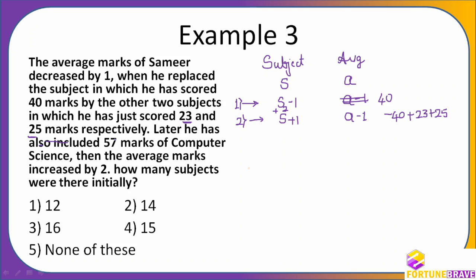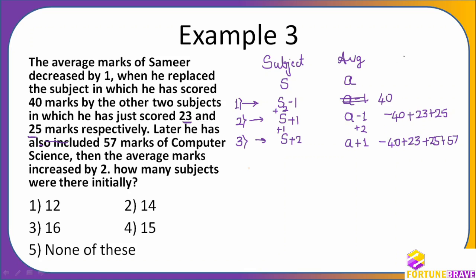Third, again one more subject will be added. How many subjects will be added? S plus 2, because 1 plus 1 will be added. And what will happen to the average? Average will increase by 2, so plus 2. A plus 1 will happen. Correct? This happens because of minus 40 plus 23 plus 25 plus 57. This is what is happening to the sum here.